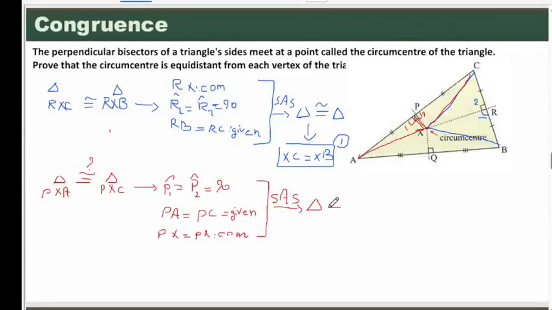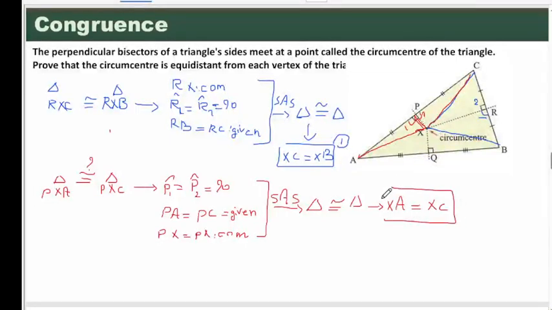I could prove two triangles are congruent. Which triangles? Triangle PXA and PXC. They are congruent, so I can say their corresponding sides and corresponding angles are congruent. So I say XA equals XC. It's step two.